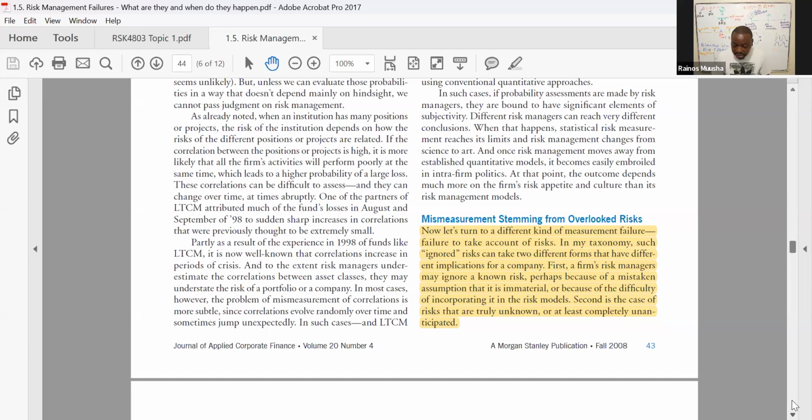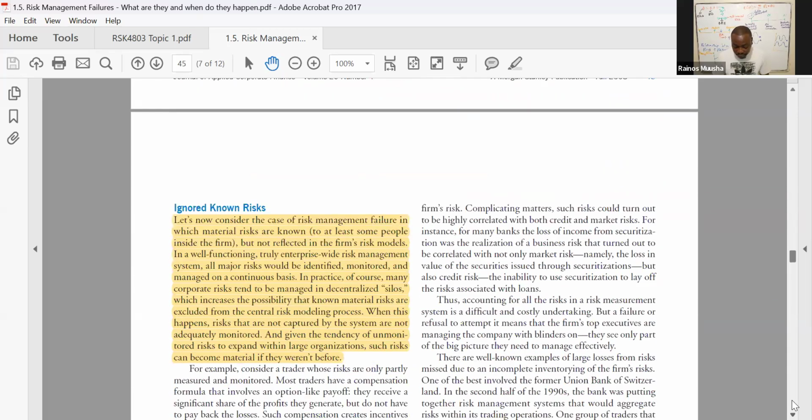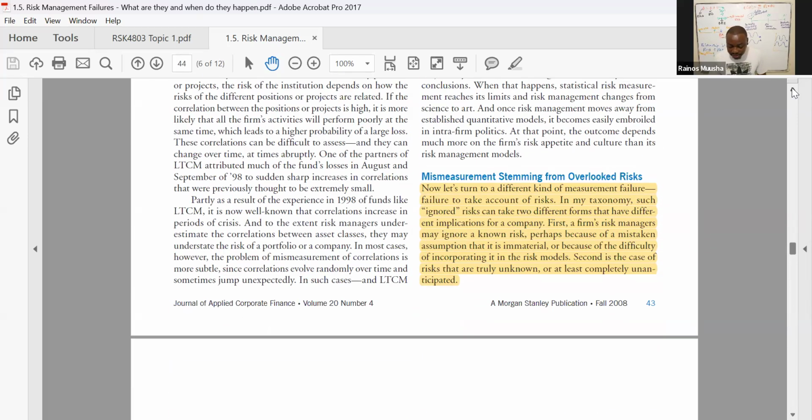Second is the case of risks that are truly unknown or at least completely unanticipated. So if the risks are unknown and truly unanticipated, it basically means that you end up having what? Mismeasurement of those risks or overlooking those risks, because you are not taking them into account, because you have not incurred such situations before.